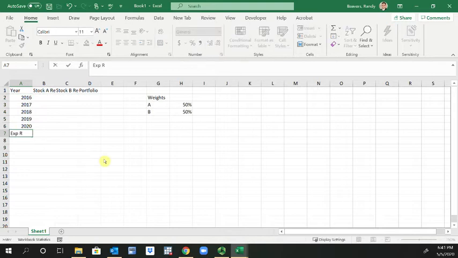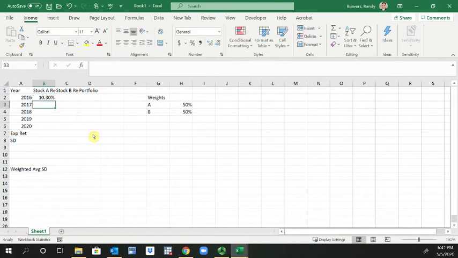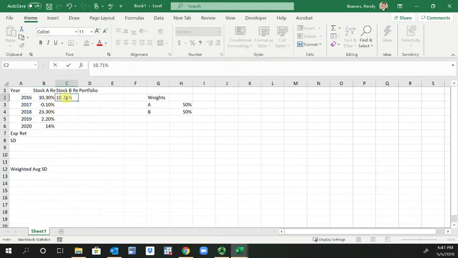And then we'll calculate expected return, standard deviation, and, for comparison, the weighted average standard deviation for this first video. So we have 10.3% for stock A in 2016, negative 0.1%, 23.3%, 2.2%, and 14% in 2020. For stock B, it's 10.71%, 25%, 0.38%, 26.2%, and 11.52%.